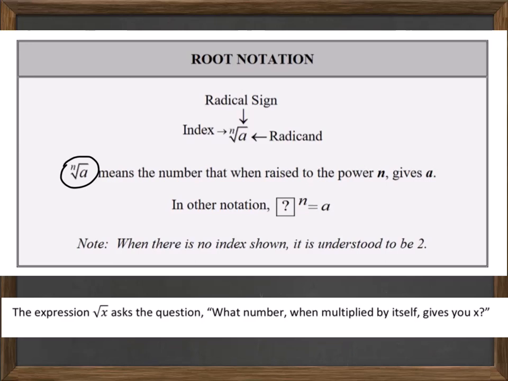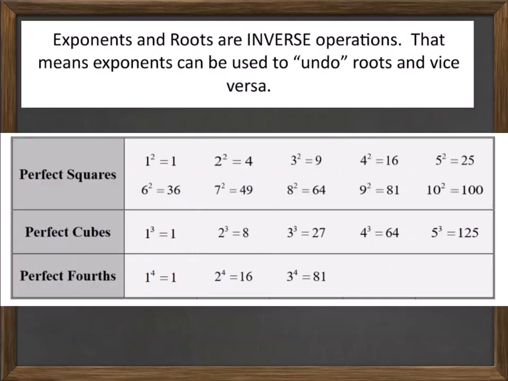The nth root of a means the number that, when raised to the power n, gives a. In other words, we're saying: what number, this is a question mark, raised to the nth power gives a? Usually students find this a little bit confusing because we're talking about it in very abstract terms. So let's take a minute and actually apply some numbers here so it starts making sense.